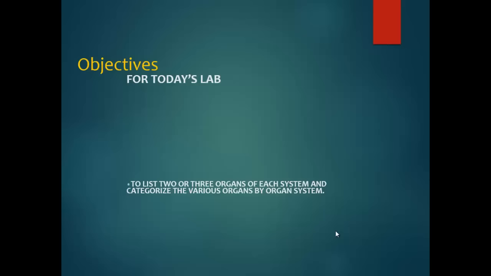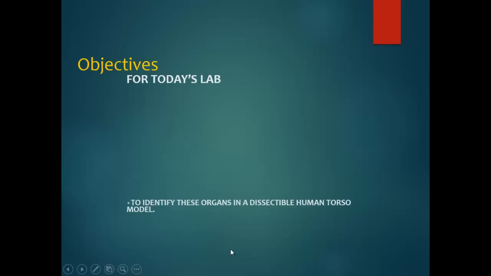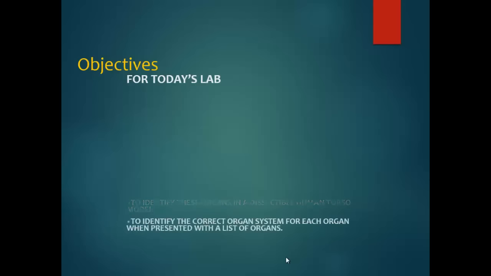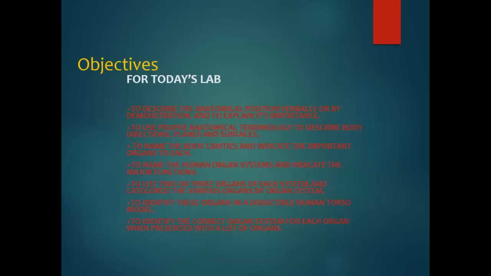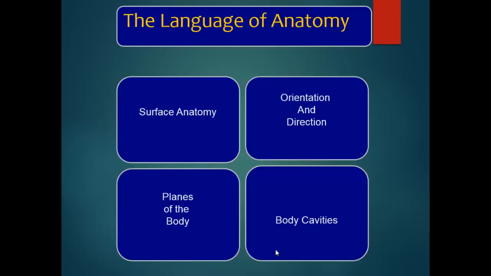You should be able to list 2 or 3 organs for each system and categorize various organs by organ system. We'll also be able to identify these organs in a dissectable human torso model that we have in the lab. And finally, to identify the correct organ system for each organ when presented with a list of organs. So those are the objectives. It will be, as I said, for most people, an overview. Some of the information may be new. So you'll enjoy this slow start to lab. It gets more challenging as we move on.